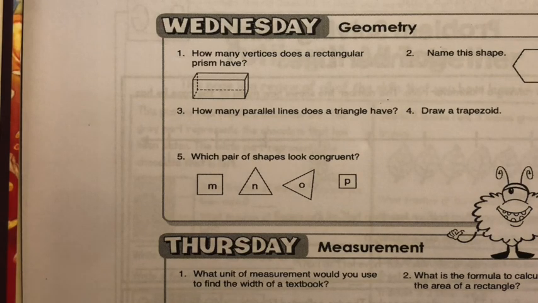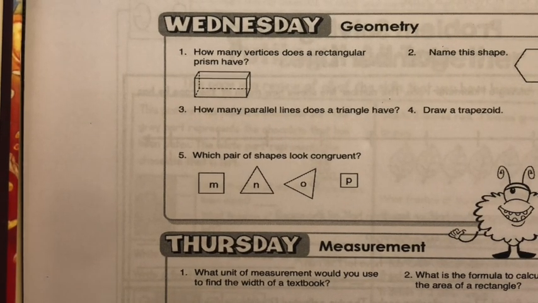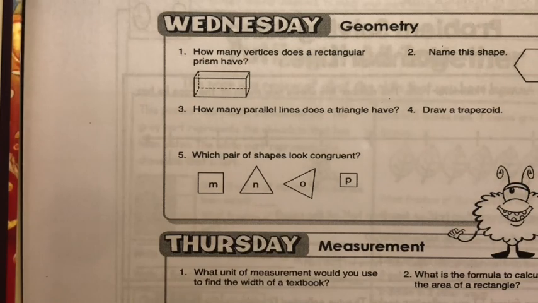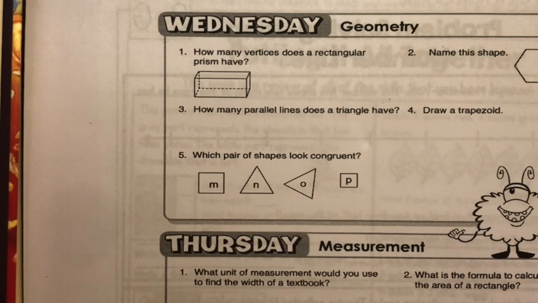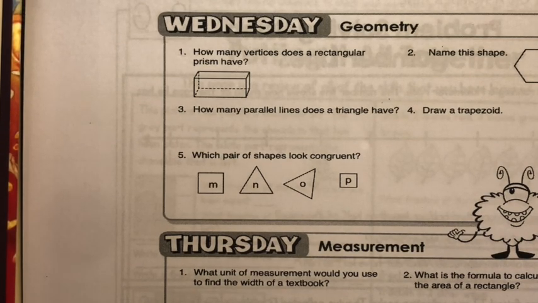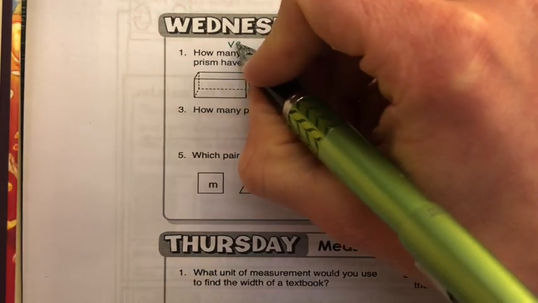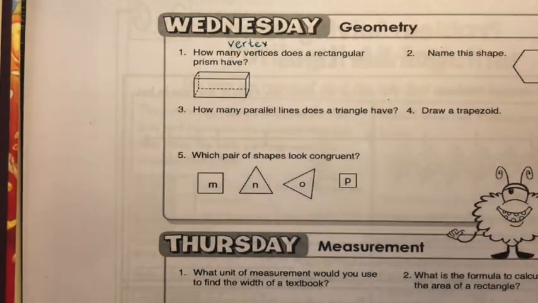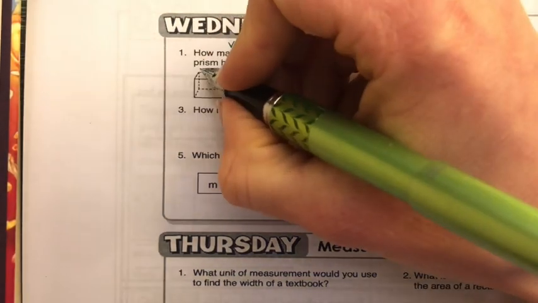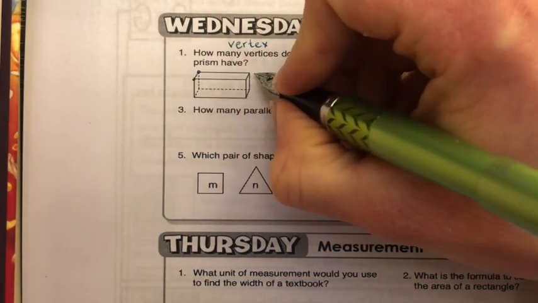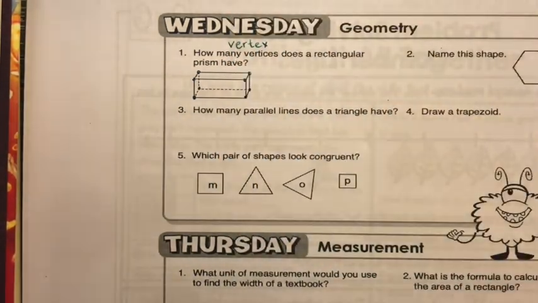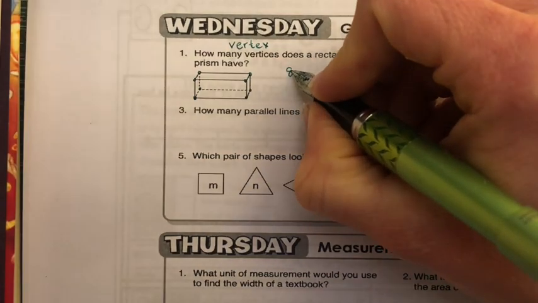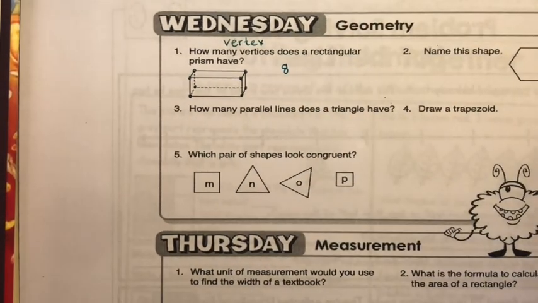All right, grade 5, let's get started on our daily math. So today it's asking us, how many vertices does a rectangular prism have? A vertex, if there's more than one you say vertices, if there's just one you say vertex, and that's spelled V-E-R-T-E-X. And those are just the corners. So how many corners? Think corners. 1, 2, 3, 4, 5, 6, 7, 8 corners. Has 8 vertices.